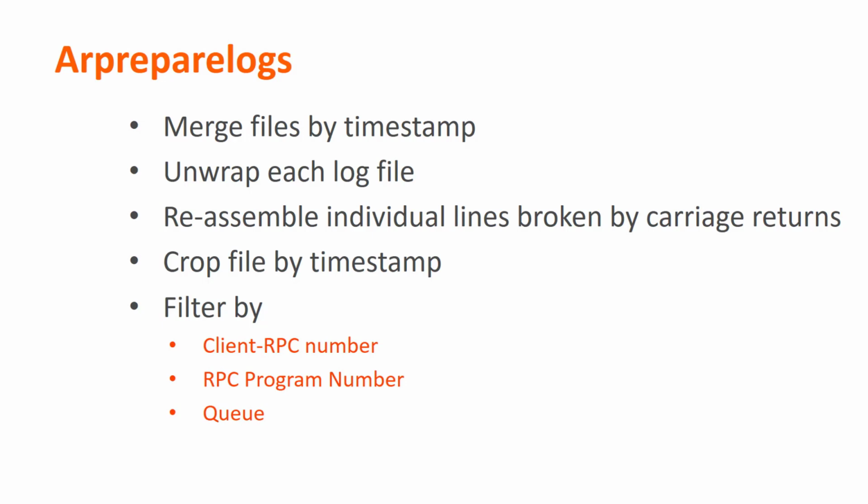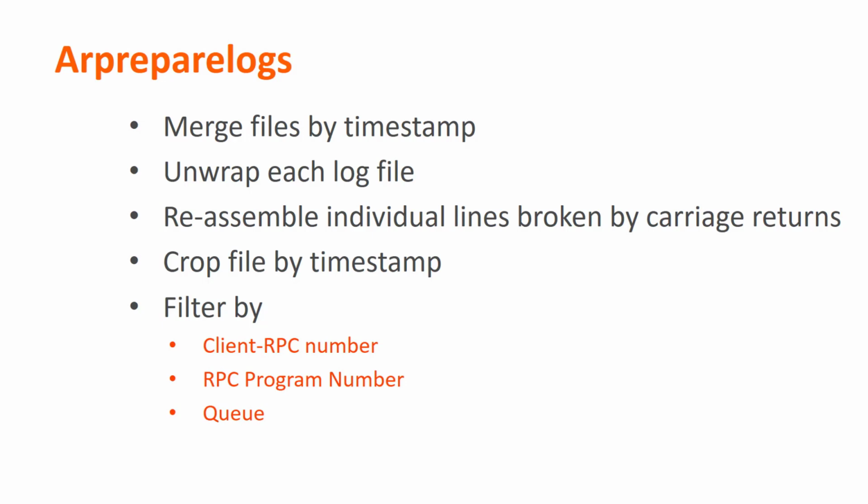It can also reassemble individual lines that were broken by carriage returns. So for example, you might have had a SQL statement that included a carriage return in it, and that would have spanned multiple lines, but only the first line would have had the header information. AR prepare logs will put all that information onto a single line so that it has the header information that it needs to be able to parse it.